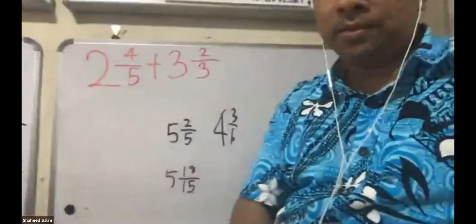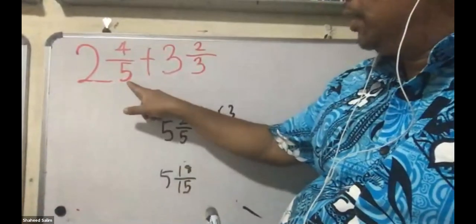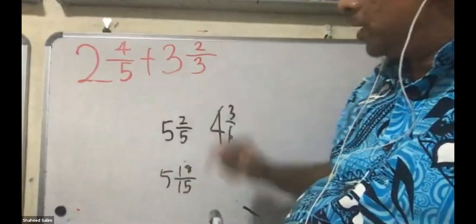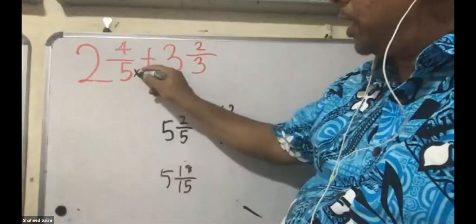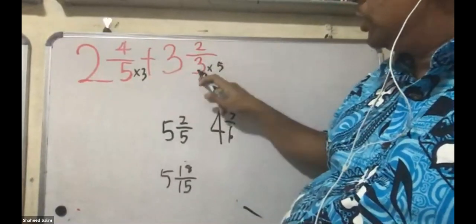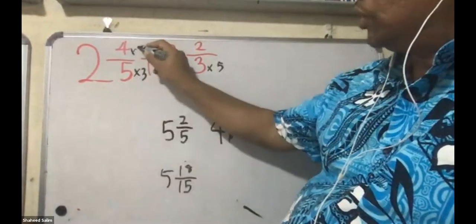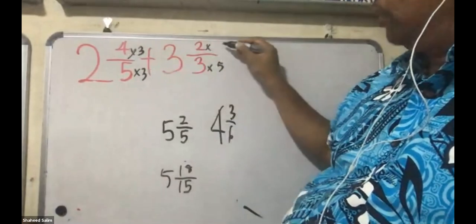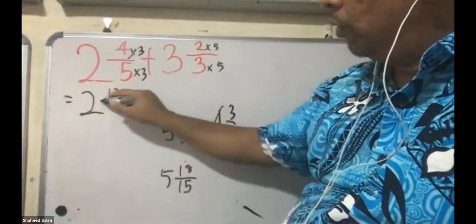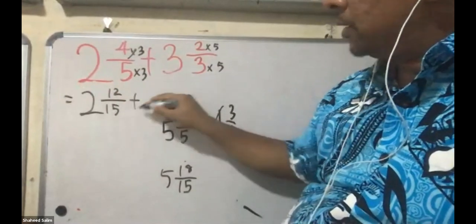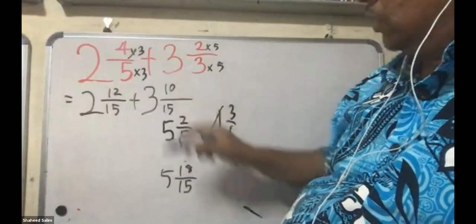Okay, Iman, you got the answer? No. Okay, we watch them. Now, this one, the denominator is different. You must make it the same first. How to make it the same? This one you can times by 3. This one times by 5. You see, 3 times 5 is same as 5 times 3. You can make it 15. So this one must times by 3 also. This one must times by 5 also. So what do you get? You get 2 wholes. 4 times 3 is 12 over 15. Plus 3 wholes. This one is 2 times 5 is 10 out of 15.